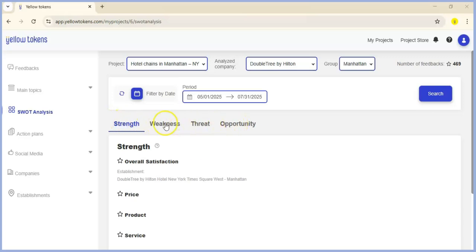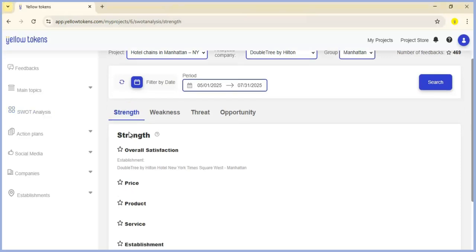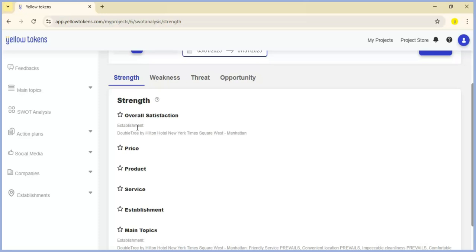Start by clicking on strengths to see where your company stands out. These highlights are organized by category. Overall satisfaction. Your company is broadly well-rated across several aspects. Price. You stand out in topics related to pricing or perceived value for money.